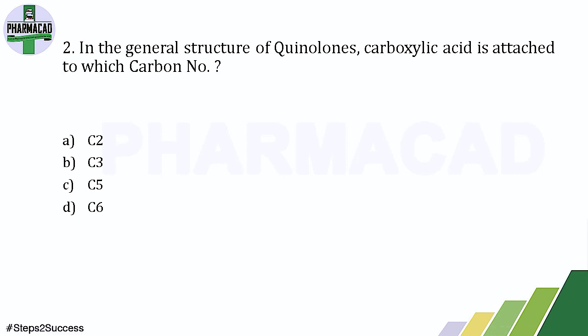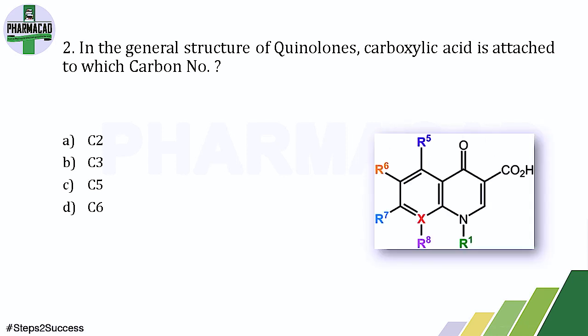The next question says that in the general structure of quinolones, the carboxylic acid is attached to which carbon number? So to answer this question, you all need to know the general structure of quinolones. Okay, so that can be given as this. So this is the general structure of quinolones. This is the quinolone ring.